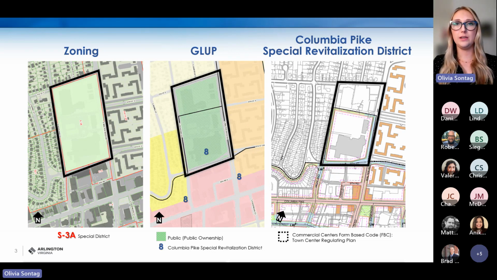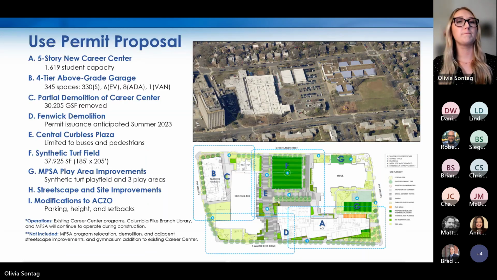So you can see here this black dotted line is the Columbia Pike Special Revitalization District boundary. And the site is specifically within the commercial center's form-based code, town center regulating plan, which is an optional and alternate zoning overlay for development within this district. So the site is outlined in black, and as you can see, only about the southern 2/3 of the site is within the revitalization district.